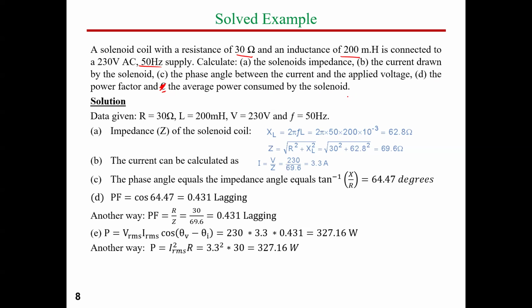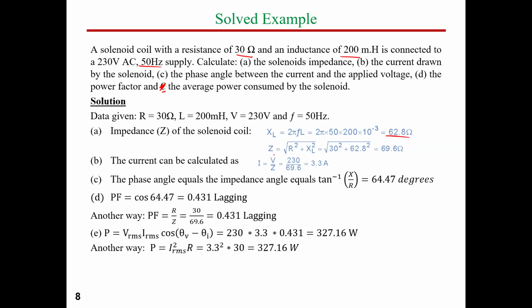So there is no power factor correction here in this example, but this is just a direct example of how to calculate the power and power factor. So very simple example, guys. Firstly, start with the impedance. You know that XL equals 2 pi FL. So 2 pi times 50 times inductance. So this is the XL.